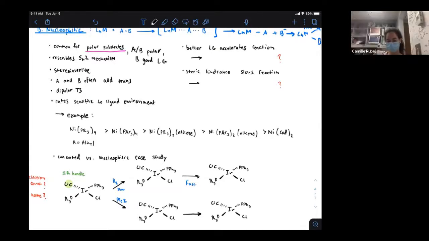In what you drew, would it make more sense to have the delta plus on the A and not on the metal?